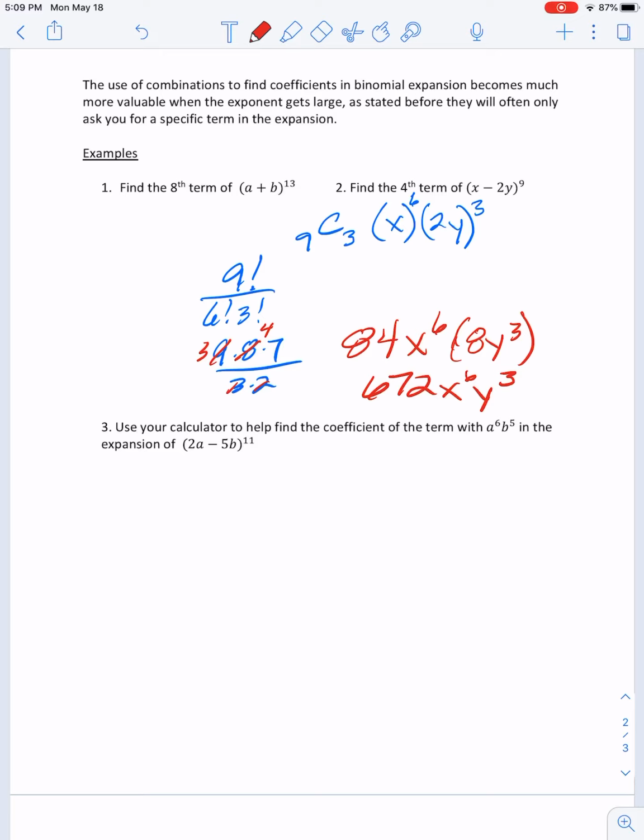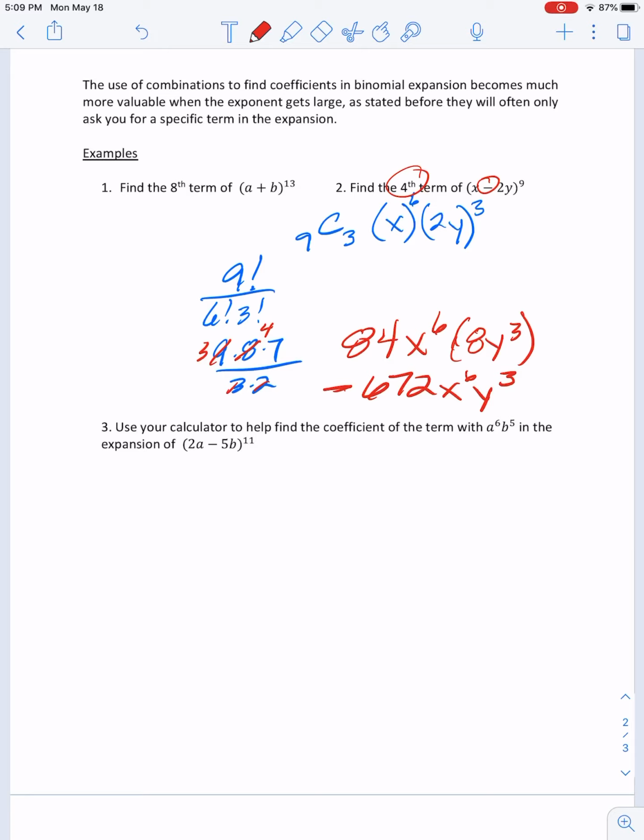Now the last thing we have to do on this problem is decide, is the answer positive or negative? Because it was a negative. So we just think to ourselves, we know it alternates from positive to negative, so all the odd terms are positive, all the even terms are negative. Since we were looking for the fourth term, we'd have to finish this problem off and say that the answer must have been negative 672 x to the 6th y cubed. Again, the even terms are going to be negative and the odd terms are going to be positive.